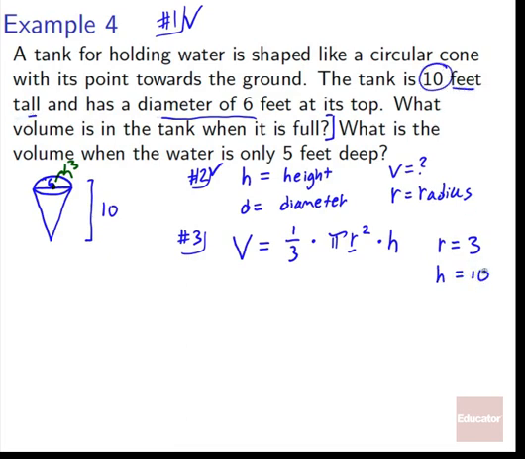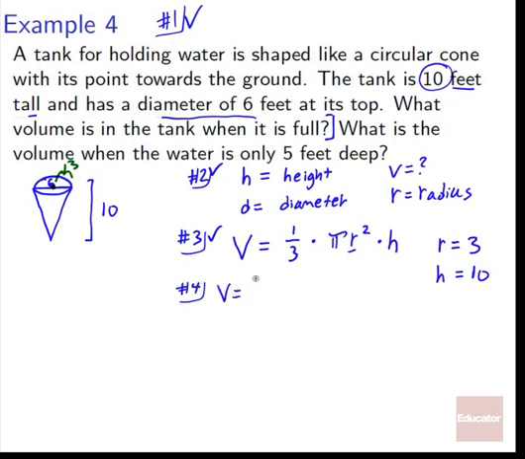So H equals 10. Now we've got only one unknown left in this equation here. V equals 1/3 times pi r squared times height. We know what the radius is. We know what the height is. Pi is just some number. 1/3 is just some number. So the only thing we're looking for is volume. Real easy. We just plug our numbers in at this point. So fourth step, just solving it.